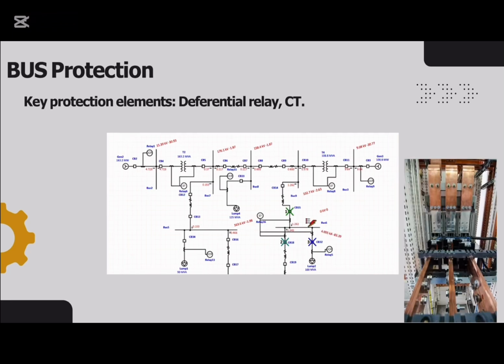Now, for the bus protection, buses are a critical part of the system, so we also applied differential protection. Here we placed CTs on all the incoming and outgoing lines connected to the bus and used a differential relay to monitor the total current balance. When we simulated a fault directly on the bus, the relay picked it up immediately and isolated the faulty bus section by tripping the breakers. This confirmed the relay's speed and selectivity and showed that the protection works exactly as intended.